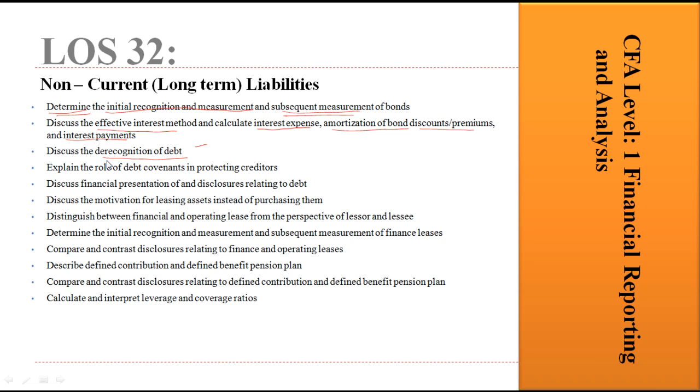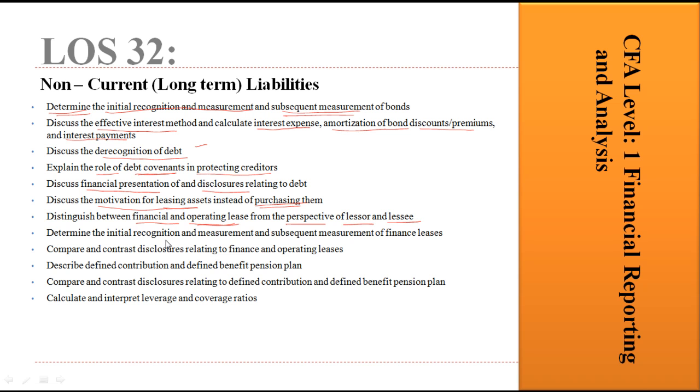Then we'll look at the role of various covenants, which could be positive or negative, in protecting creditors. We'll also discuss the financial presentation and disclosure relating to debt. Then we'll discuss the motivation for leasing assets instead of purchasing them. So we'll compare financial and operating lease and understand the difference between these two from the perspective of lessor and lessee.